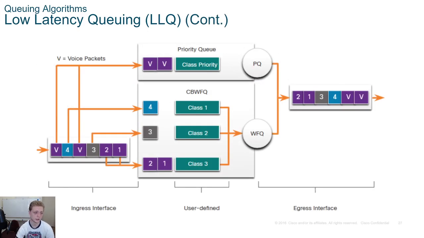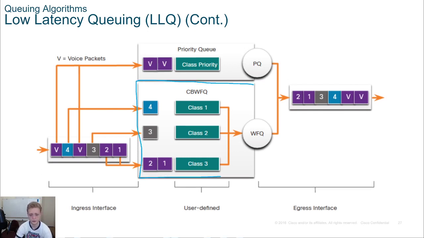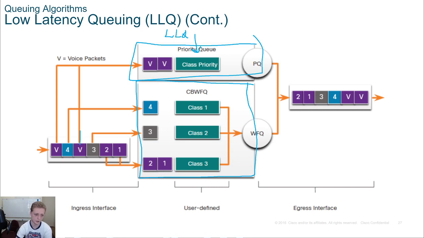So basically what we do here is we take this user-defined classification service and we slap this priority queue on top. This is our low latency queue right here. And we're going to take our voice packets and send them over here, and they're going to go number 1, and then everything else is going to be classified thereafter, right? We're going to have our highest priority, medium priority, and low priority after we've already sent our voice traffic.